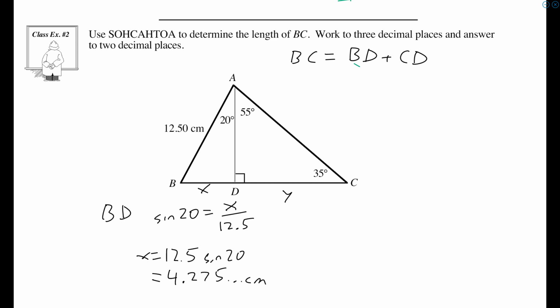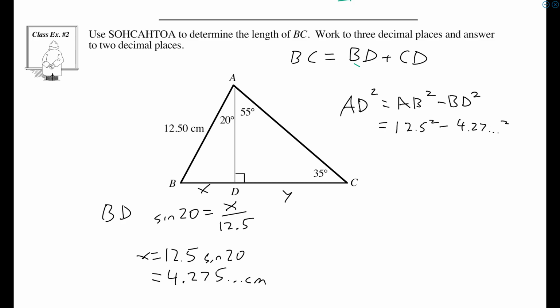Okay, great idea. Let's find a middle. So I want to find AD. That'll be a good intermediate step. You're absolutely right, Sid. AD squared is equal to AB squared minus BD squared. All right, Pythagorean theorem. So 12.5 squared minus the answer I just got, 4.27, and so on, squared.